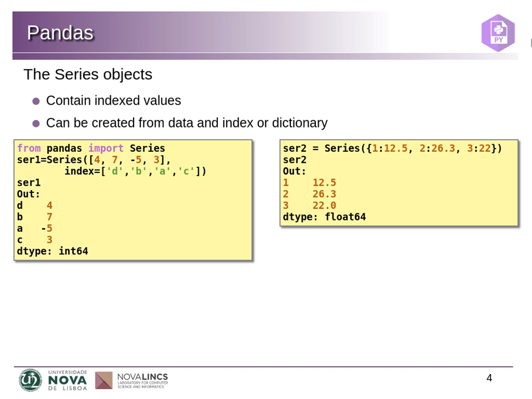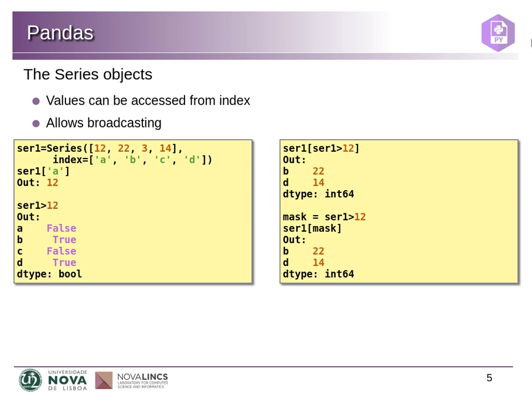We can also create a series from a dictionary where the keys will be the index and the values will be the values for the series. We can use broadcasting exactly as we did in NumPy. For instance, we can compare all the elements in the series with 12, and we also obtain an ordered array of true and false. Only in this case, this is also a series and has the same index as the original one. So we know that element A is not greater than 12, element B is greater than 12, and so on.